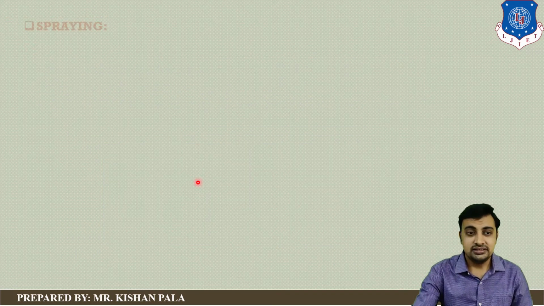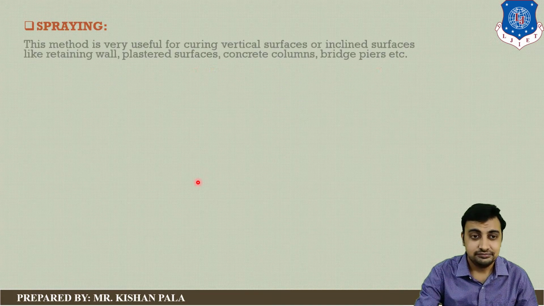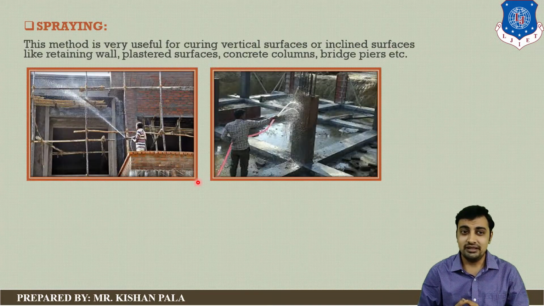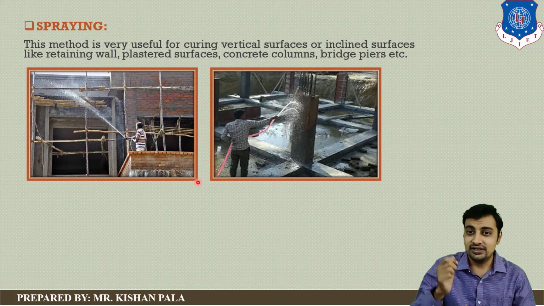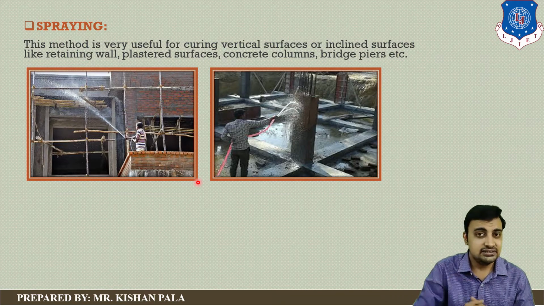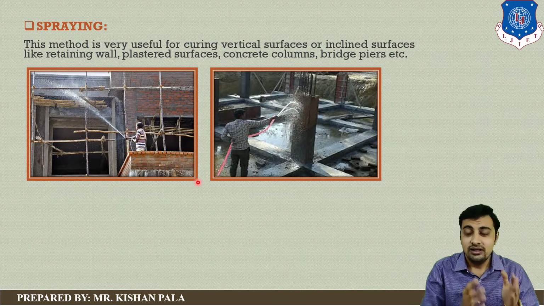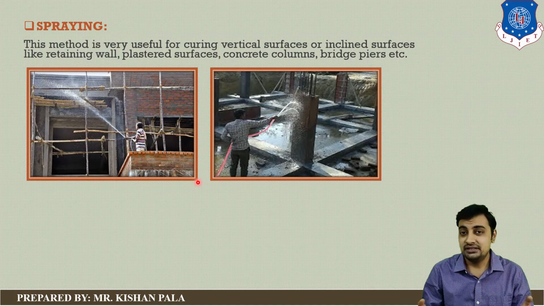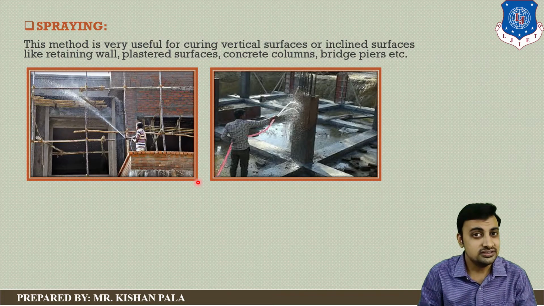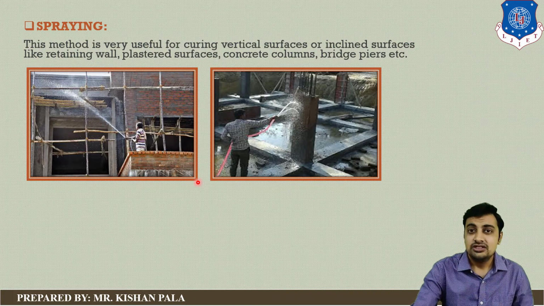Now let us discuss spraying. Spraying is a common method. We generally adopt this type of method, and it is very useful for curing vertical and inclined surfaces like retaining walls, precast surfaces, concrete columns, bridge piers, etc. So you can apply the spray on the concrete surface. So this is the spraying method.